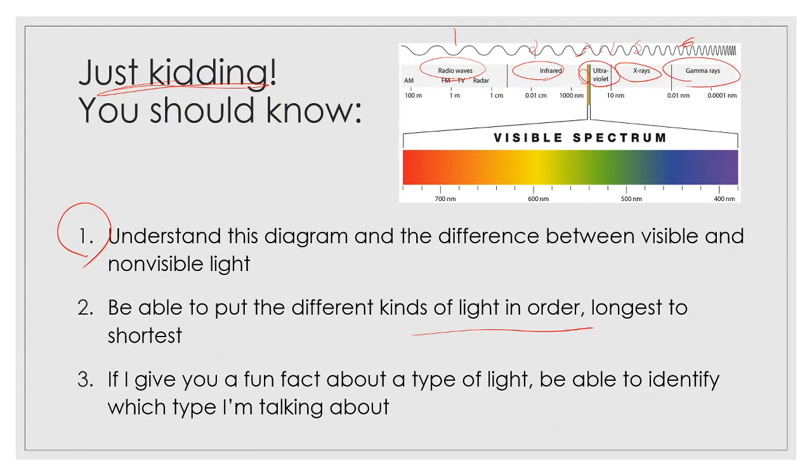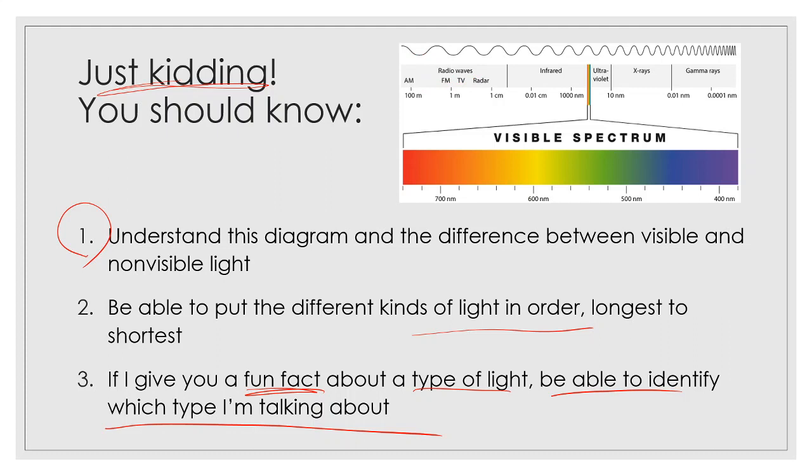And third of all, if I give you a fun fact, like all that information we just learned about all the different types, about a type of light, you should be able to identify which type I'm talking about. So for example, if I say this kind of light can shine through your skin, but it can't go through your bones, and so doctors use it at the doctor's office, you should know that I'm talking about X-rays. If I say this is the longest, this kind of light has really, really long wavelengths, and we use it to broadcast radio stations to your car, you should know I'm talking about radio waves.